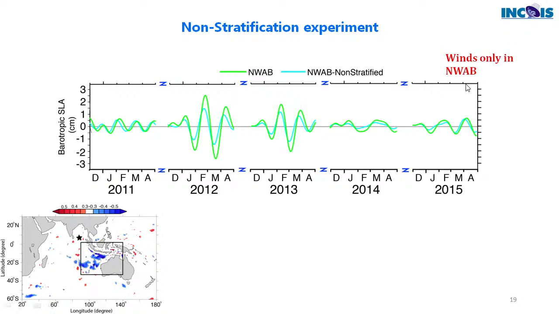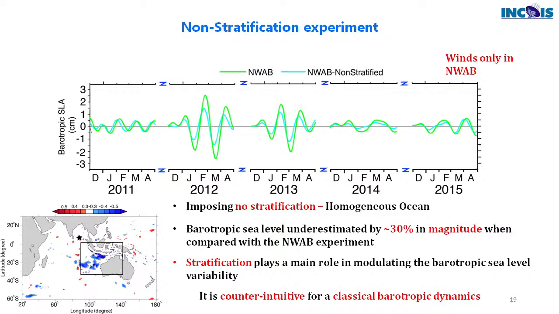And we ran the same experiment by forcing winds over the Northwest Australian Basin. That is the cyan curve. The green curve is the stratified, that means our normal experiment, and the cyan curve is the non-stratification experiment. The model could only reproduce the observed variability by 30% when compared with the Northwest Australian Basin experiment. And this confirms that stratification plays a main role in modulating the barotropic variability.